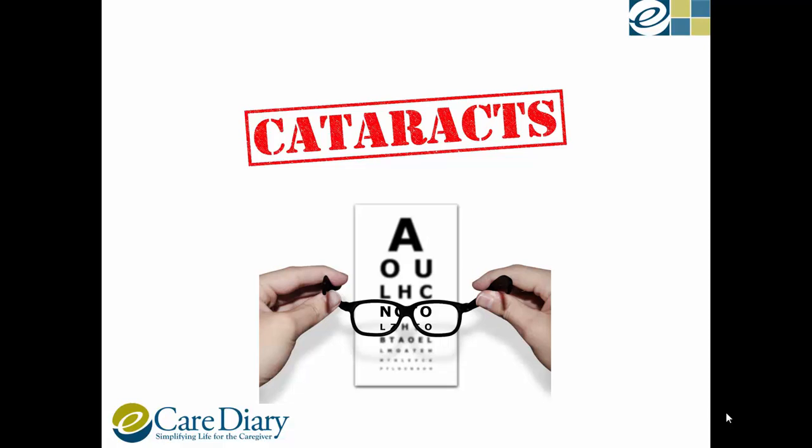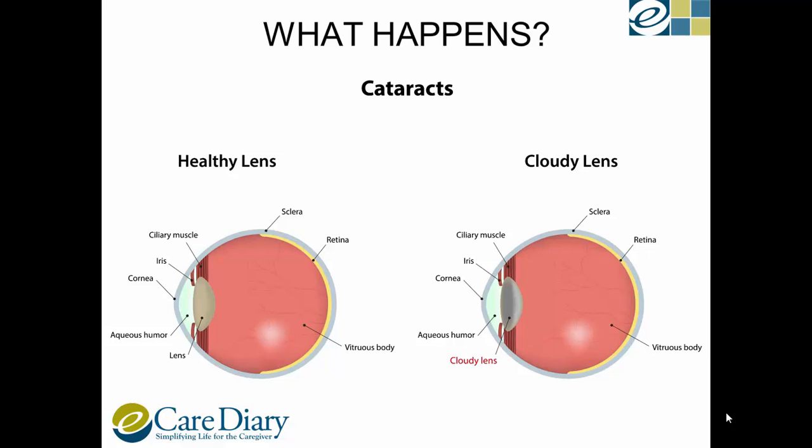In 2015, according to estimates, 3.6 million cataract procedures will be performed in the US. Most cataracts are related to aging and are very common in older people. By 80, more than half of all Americans either have a cataract or have had cataract surgery. So what is a cataract?